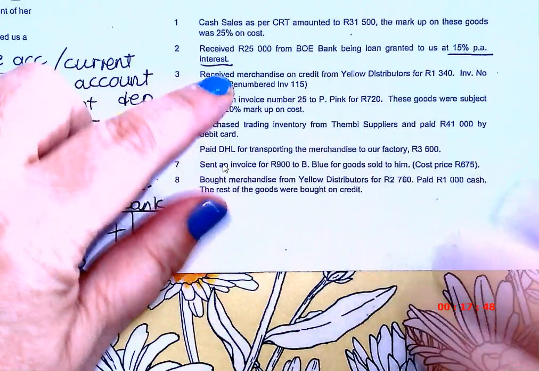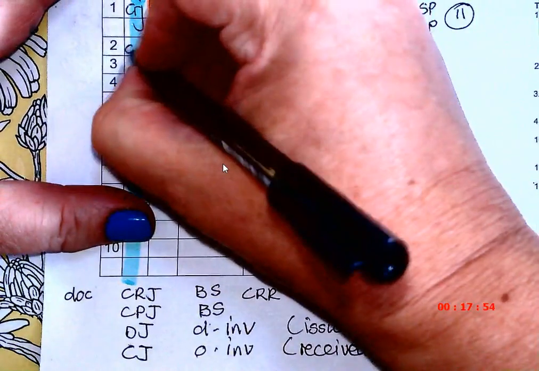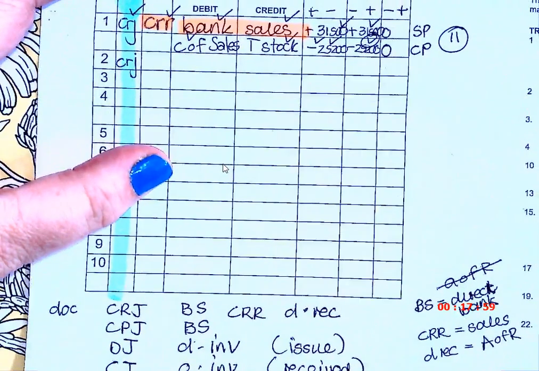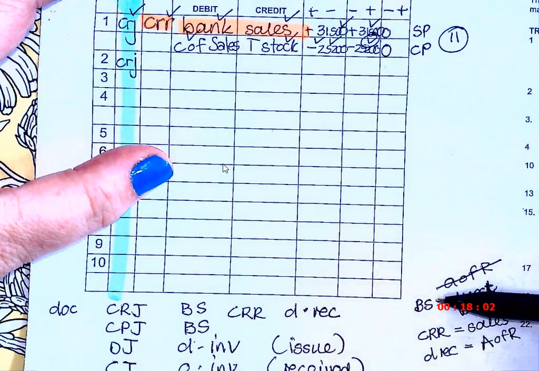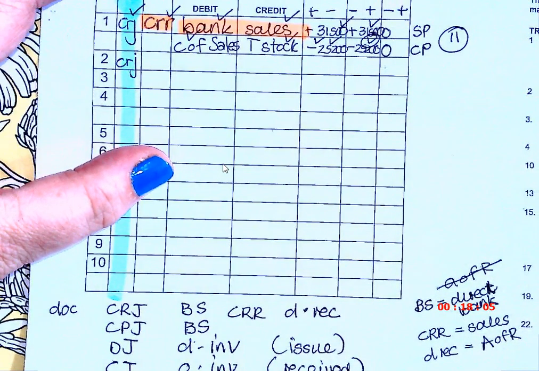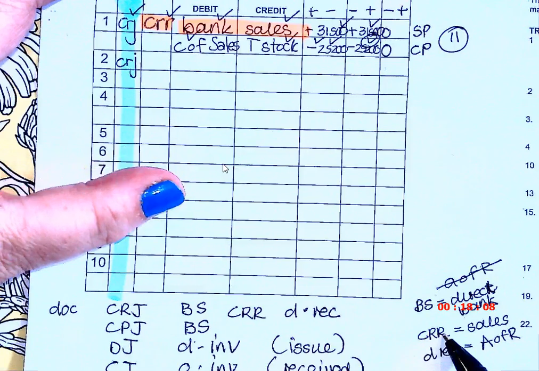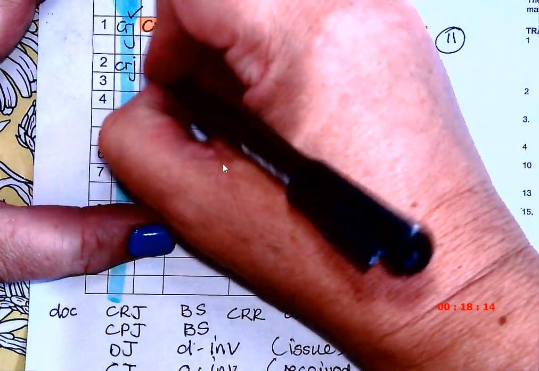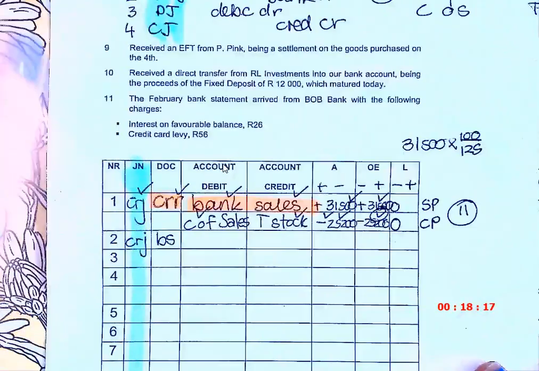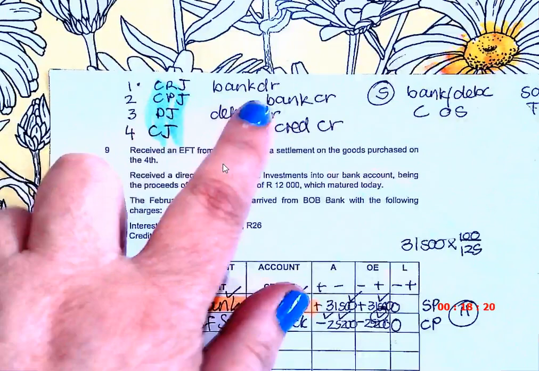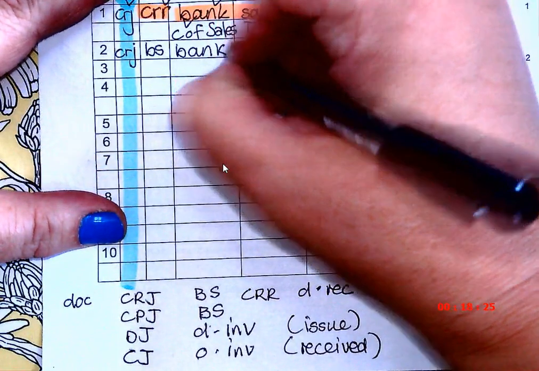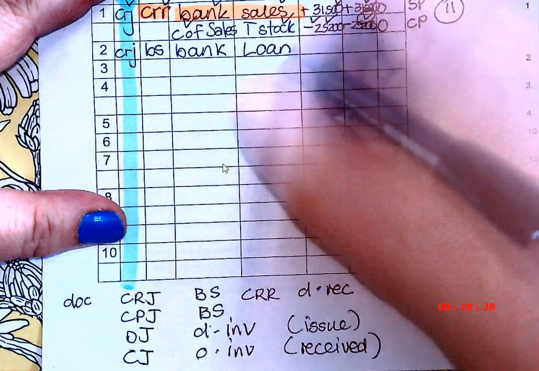Now let's look. I know it's a CRJ. The bank did it directly, meaning did we go through analysis? No. So which one of the three is it? It's not a sales. I didn't use analysis. So what is left? Bank statement. What is my rule for CRJ? My rule says bank debit. So bank debit. What did I get? A loan. So now I look.